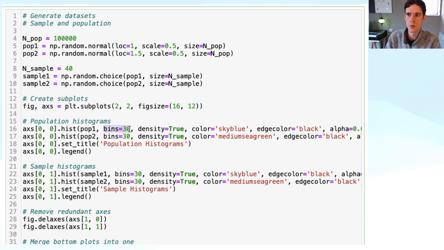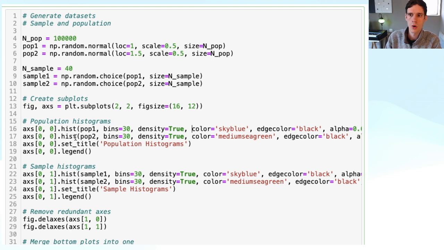Then we choose the number of bins to be 30, and then we set density to true. Now, in a second, I will come back to this density parameter, which is very important. And the rest of the parameters are all layout parameters. The color of the bars, the edge color, and so on and so on.